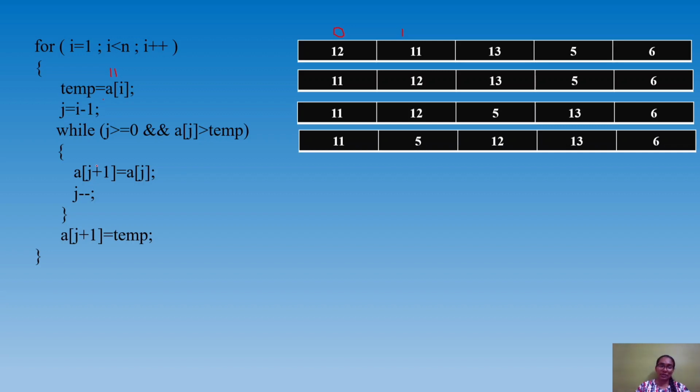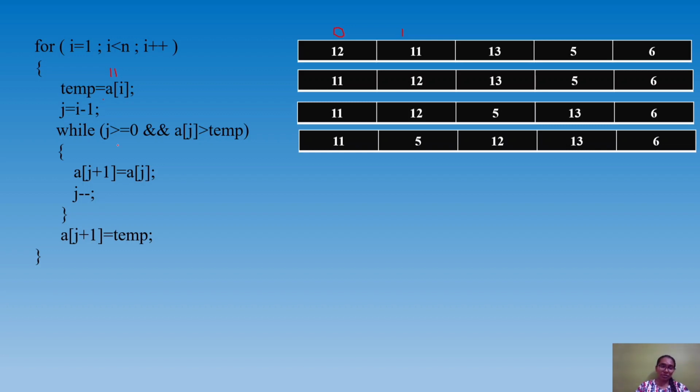A of j plus 1. J is 0, 0 plus 1 is 1, will be equal to A of j. But A of j value is 0, so A of 0 is 12. So A of 0th element, that is 12, is stored in the place of A of 1, that is in the place of 11. See, so 12 is now in the place of 11. That is A of 1st position.